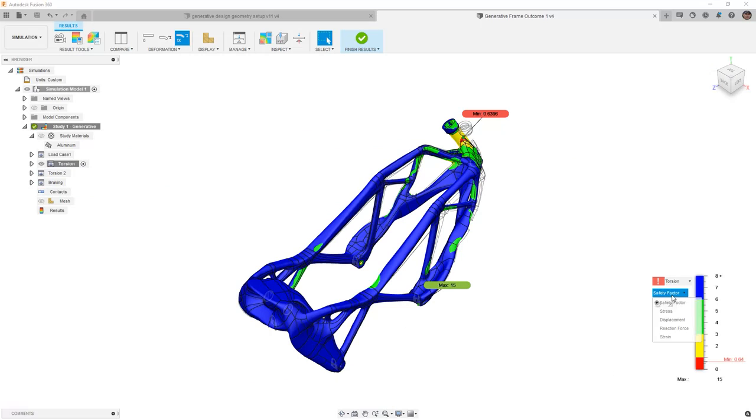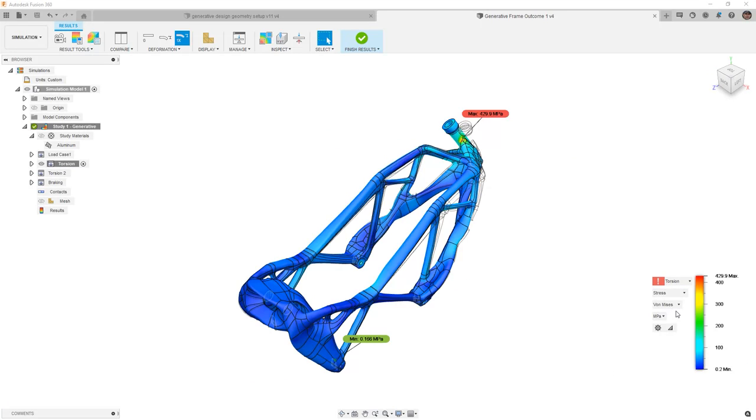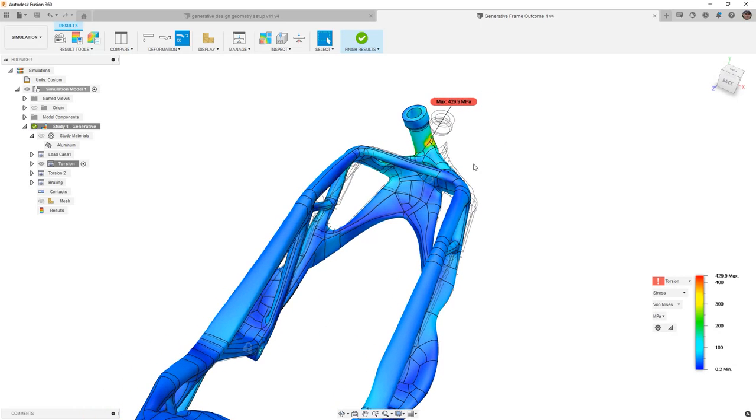We can also take a look at things like the stress distribution, we can look at displacement, reaction forces, and strain. But the two things that I'm most interested in are going to be the safety factor as well as the von Mises stress. Once again, when we take a look at this, you can see that we have a lot of stress concentration right in this area.